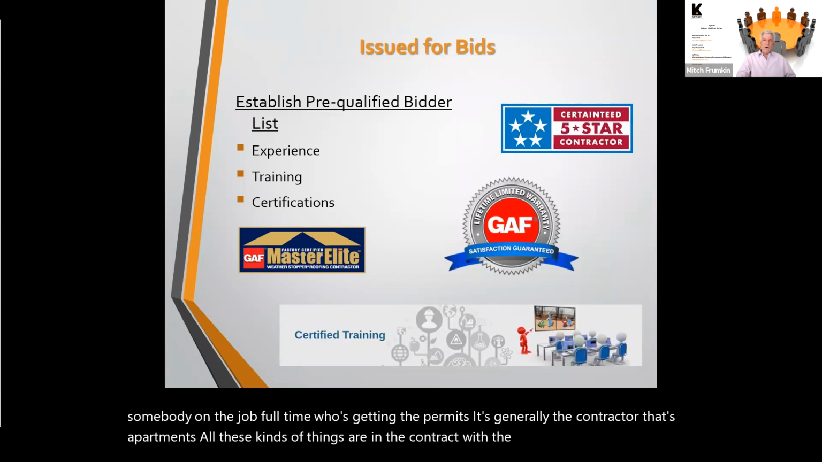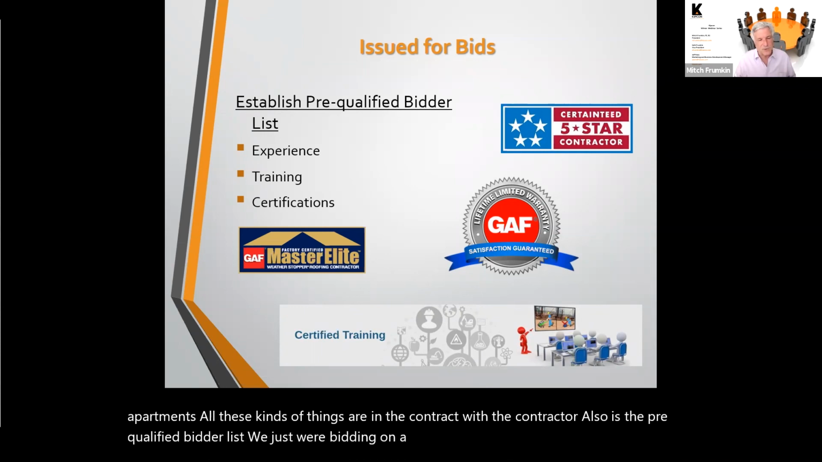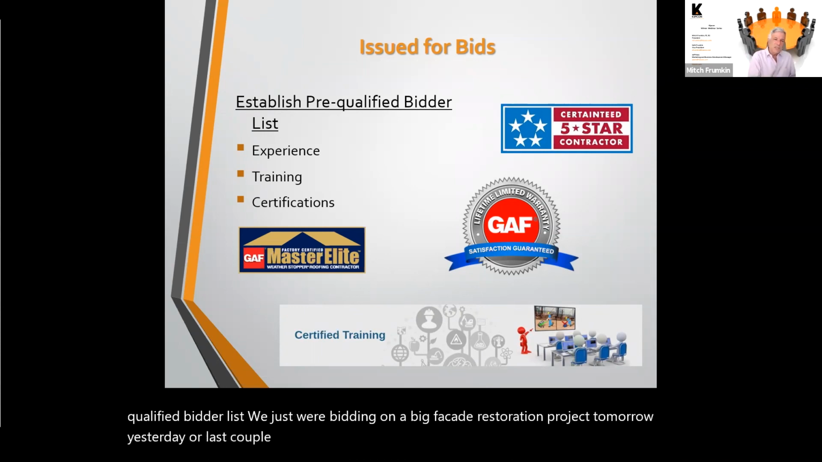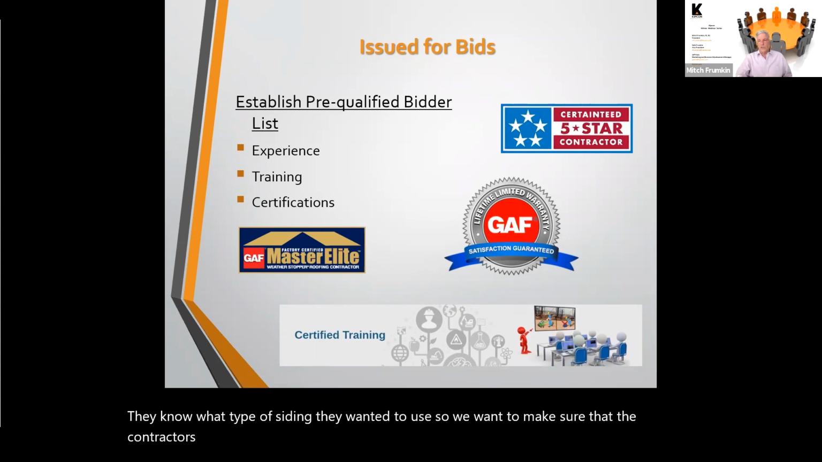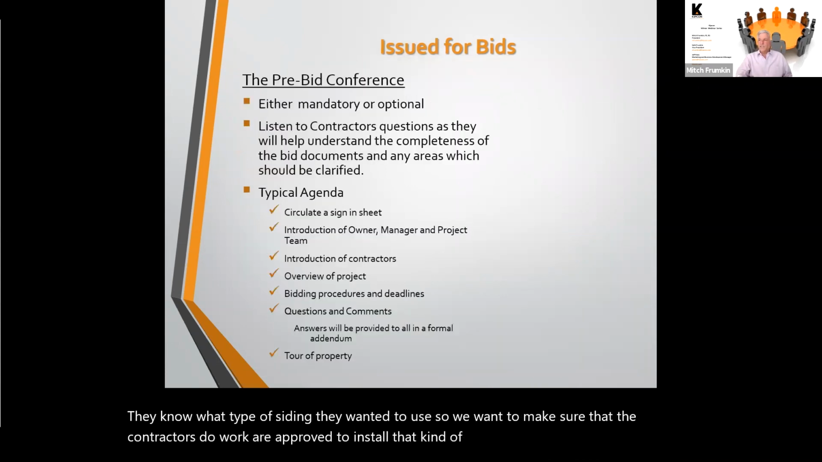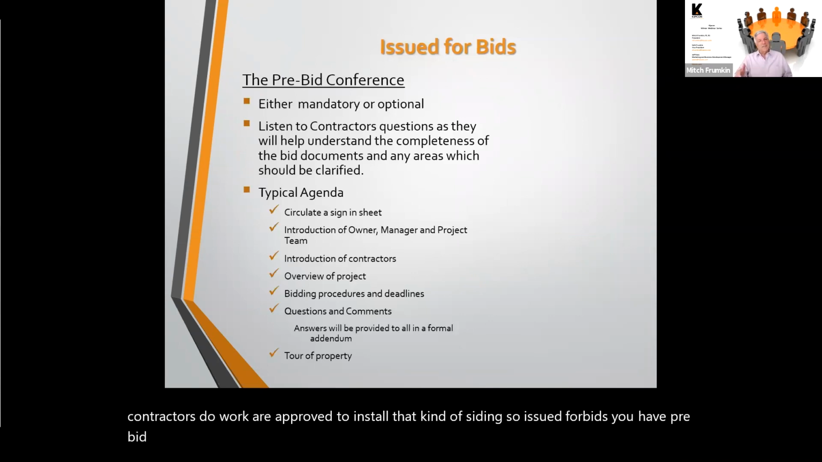Also, there is the pre-qualified bidder list. We're bidding on a big facade restoration project yesterday or the last couple of days. And one of the discussions was, how do we select the contractors? They know what type of siding they want to use. So we want to make sure that the contractors who do the work are approved to install that kind of siding. So once issued for bids, you have a pre-bid conference. A lot of these things are very similar to when you select an engineer.